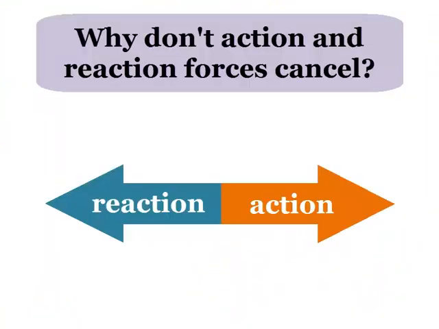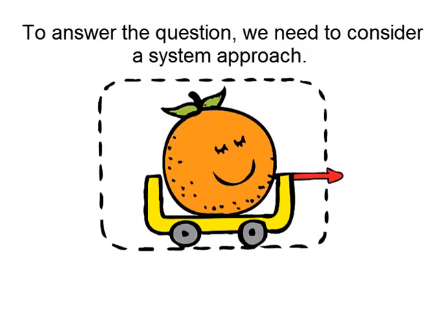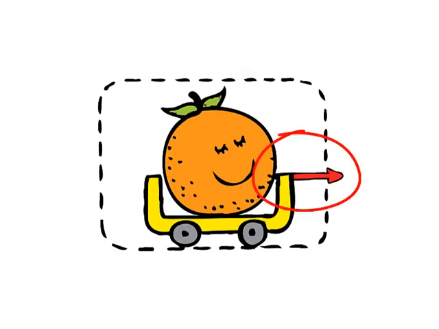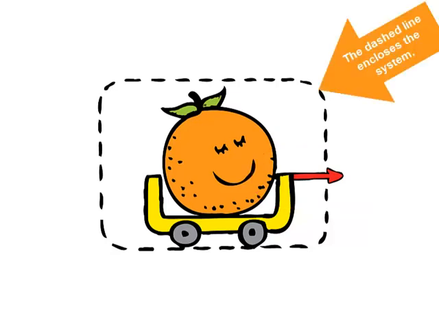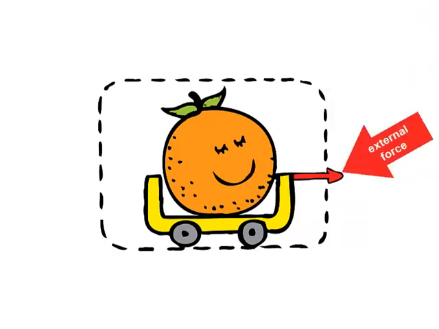Since action and reaction forces are equal and opposite, why don't they cancel to zero? To answer this question, we have to consider the system involved. A force acts on the orange, and the orange accelerates to the right. The dashed line surrounding the orange encloses and defines the system. The vector that pokes outside the dashed line represents an external force on the system.